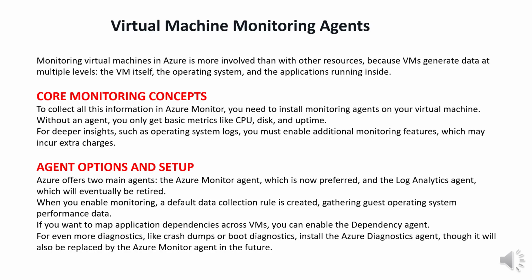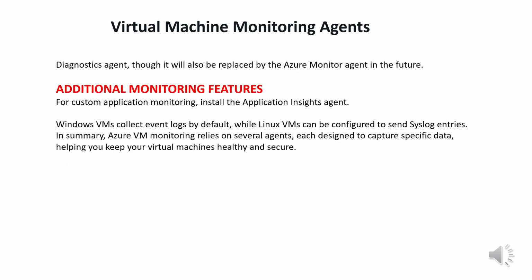Agent options and setup. Azure offers two main agents: the Azure Monitor agent, which is now preferred, and the Log Analytics agent, which will eventually be retired. When you enable monitoring, a default data collection rule is created, gathering guest operating system performance data. If you want to map application dependencies across VMs, you can enable the dependency agent. For even more diagnostics, like crash dumps or boot diagnostics, install the Azure Diagnostics agent, though it will also be replaced by the Azure Monitor agent in the future.